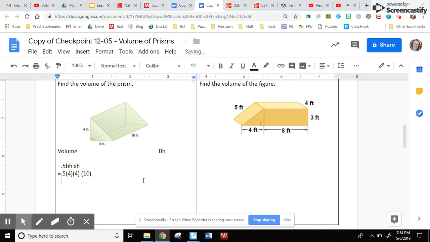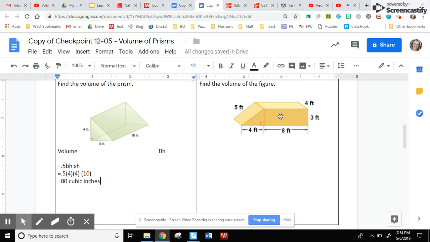I put that all in my calculator. I get 1/2 times 4 times 4. Well, 16. 16 divided by 2 is 8, and 8 times 10 is 80. I don't need a calculator for that. 80 cubic inches, or since you have a pencil, you can write inches with the third power.